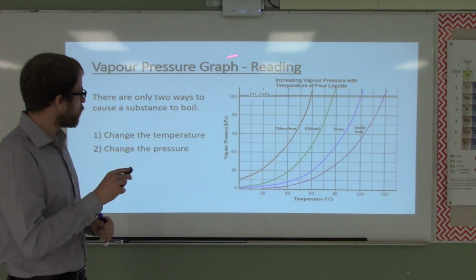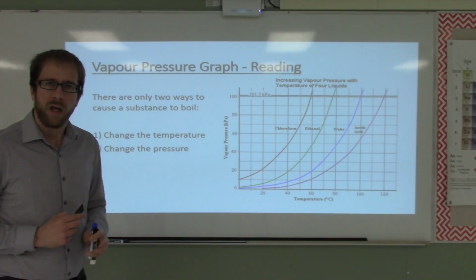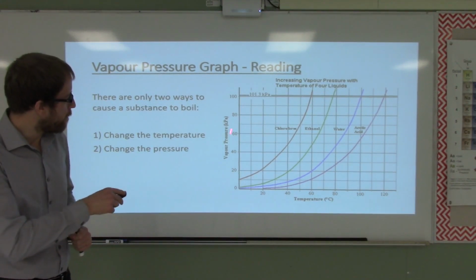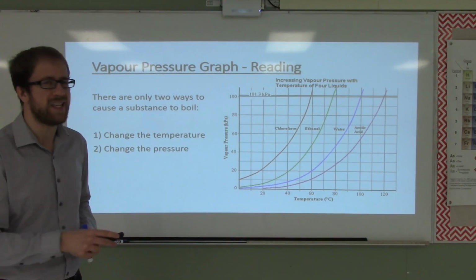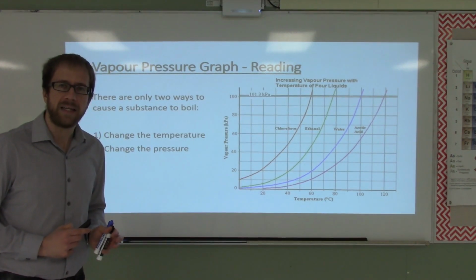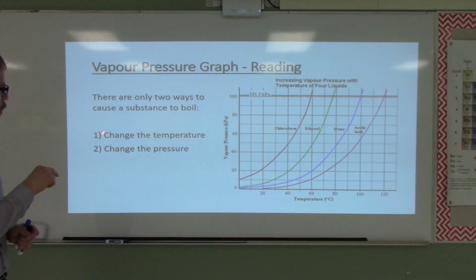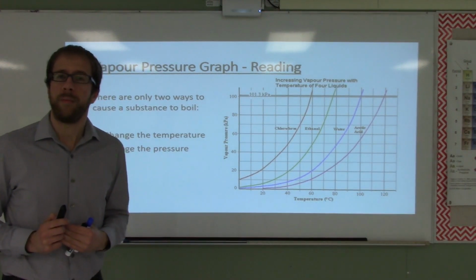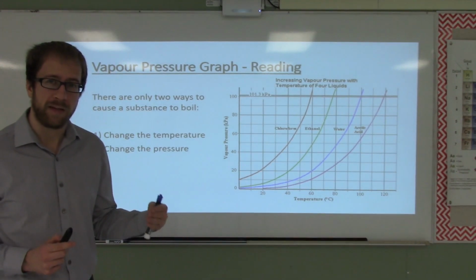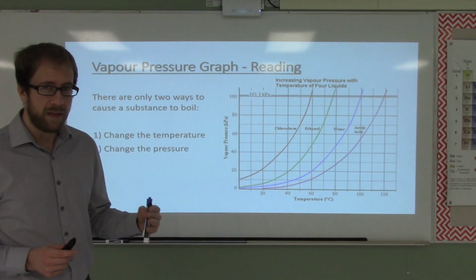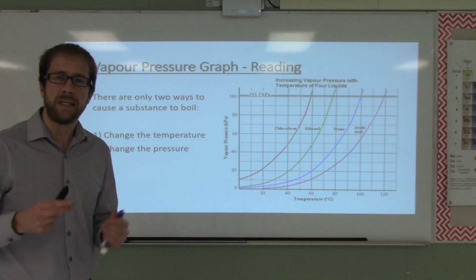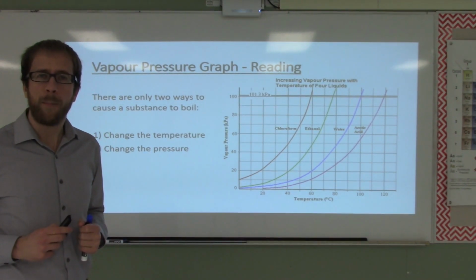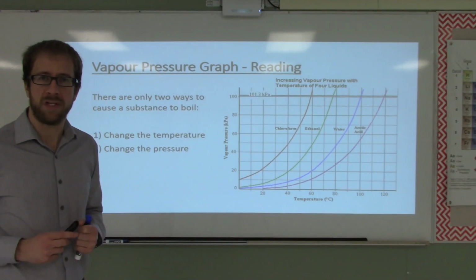So, vapor pressure graphs. Now, on a vapor pressure graph, we are graphing the vapor pressure compared to the temperature. And keep in mind that these are the only two things we can change to make a substance boil. And remind me again, where does a substance boil? That's going to be when the vapor pressure is equal to atmospheric pressure. So with that in mind, let's do a couple more example problems with these graphs.